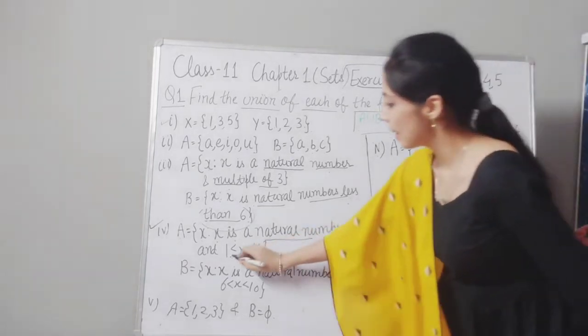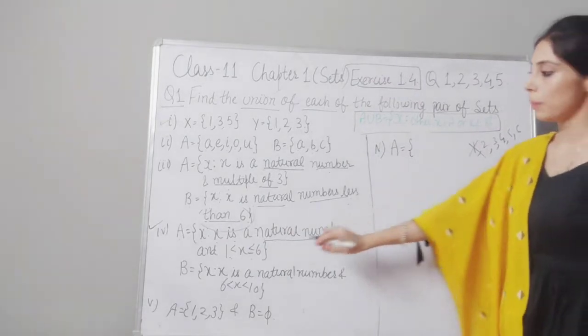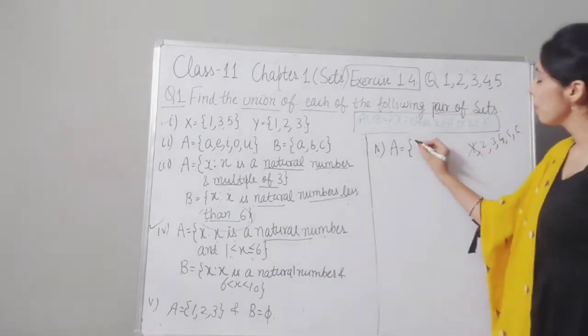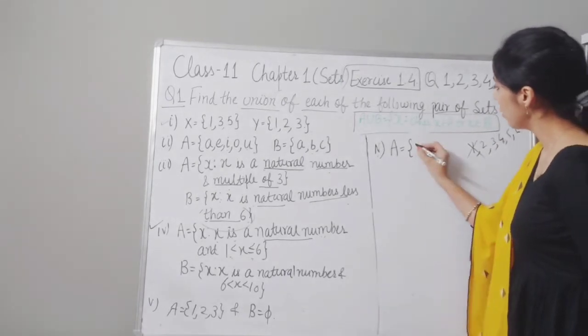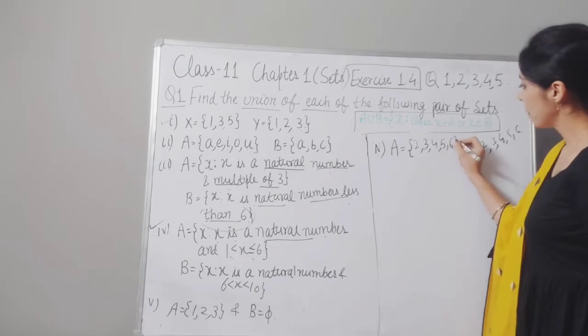So this means here less than is only given, so 1 is not included. Okay, here less than or equal to is given, so 6 will be included. So A contains 5 elements which are 2, 3, 4, 5 and 6.